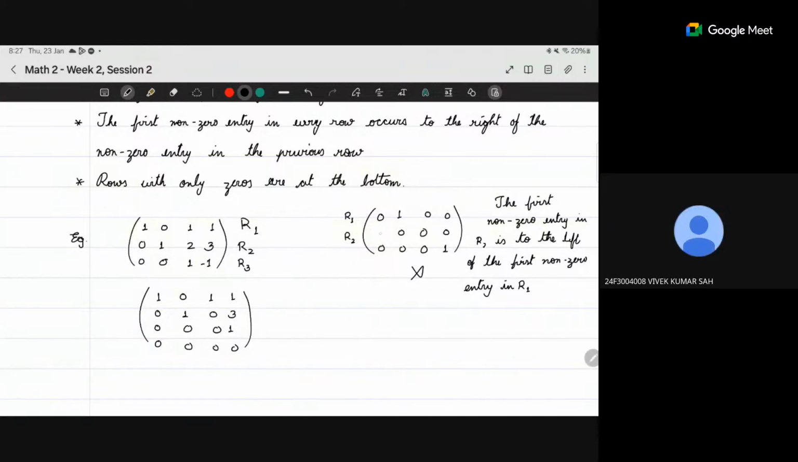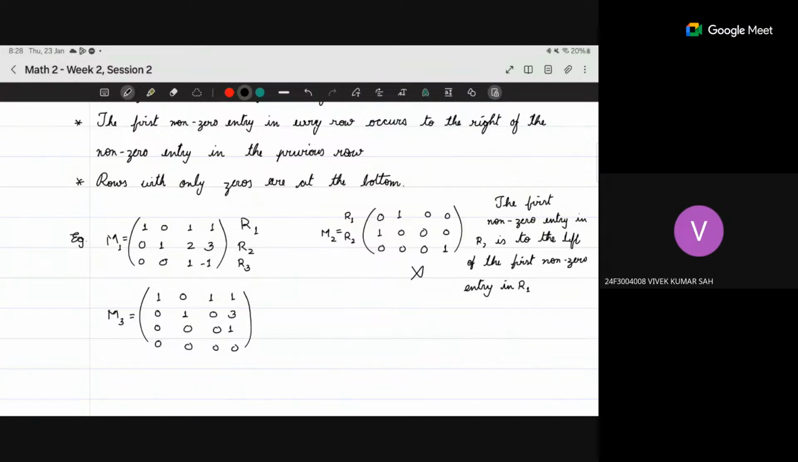Sir, in this example, can we change the last row? M1, M2, M3. We can change the position of rows, no? Which rows? Like row 2 and row 3. No, I'm not talking about row operations yet. I'm just seeing, given a matrix, is it in echelon form or not? That is all we are discussing.